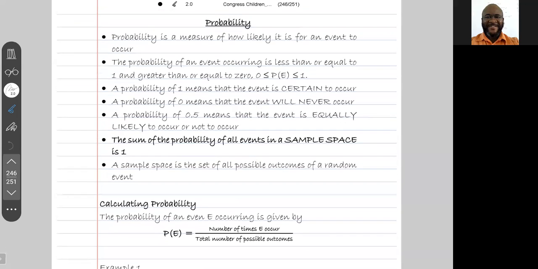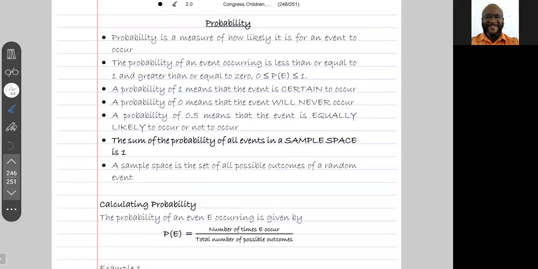Guys, let's talk about calculating probability. The probability of an event E occurring is given by the probability of E equals the number of times E occurred over the total number of possible outcomes. That's how you calculate probability. So the probability of an event E occurring is the total number of times E actually occurred over the total number of times E could have possibly occurred, or the total number of possible outcomes. With that in mind, let's have a look at example one.